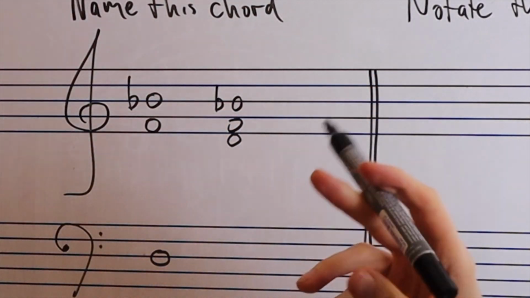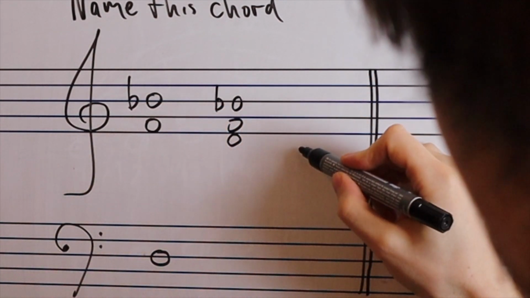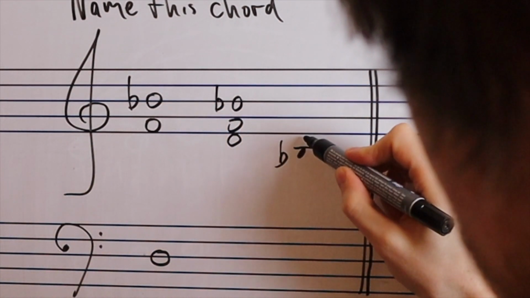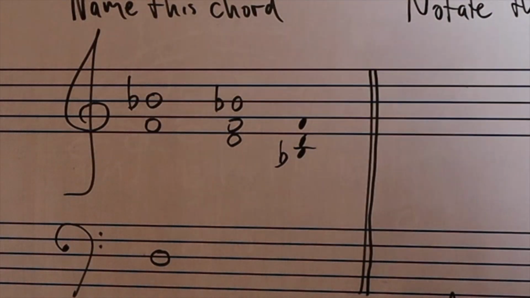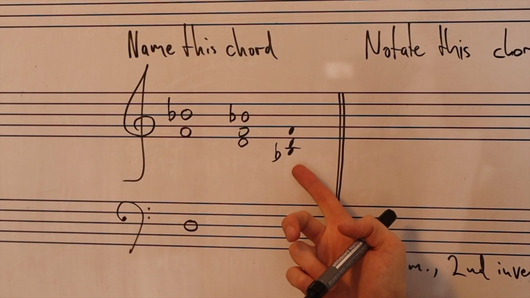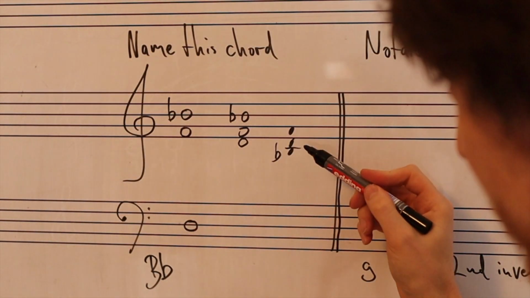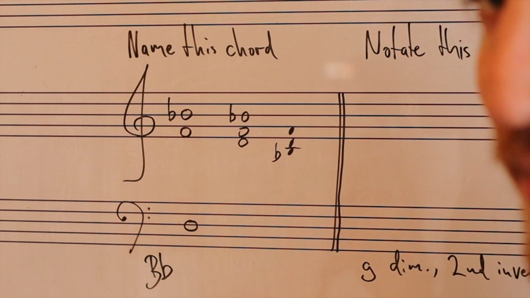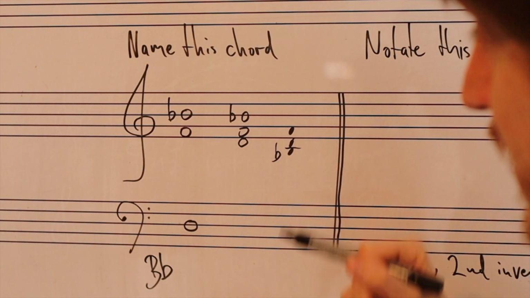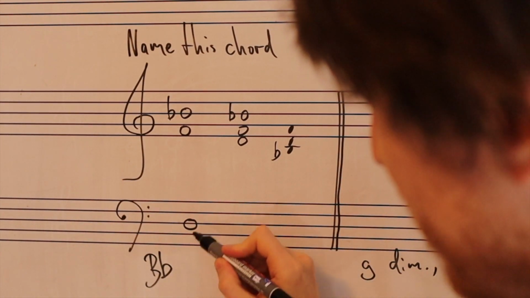This isn't root position yet, so let's bring the B flat down. And we have B flat, D, and F. That's the root position, close position. B flat is the root, so it's a B flat of some kind. B flat to D is a major third. D to F is a minor third. Major third plus minor third is the formula for the major chord. So this is B flat major.